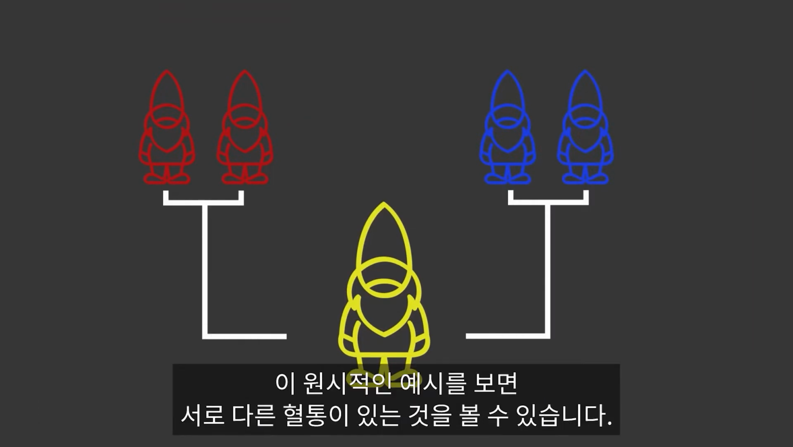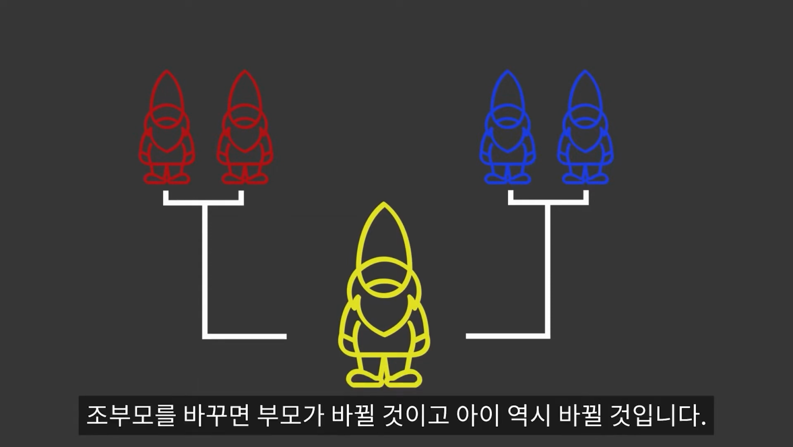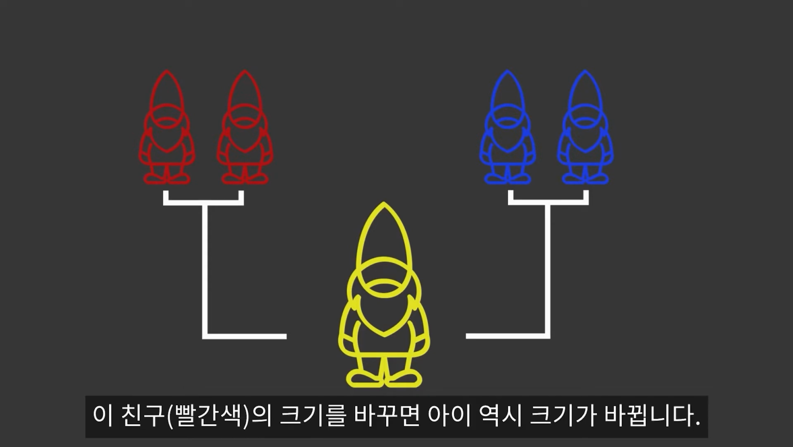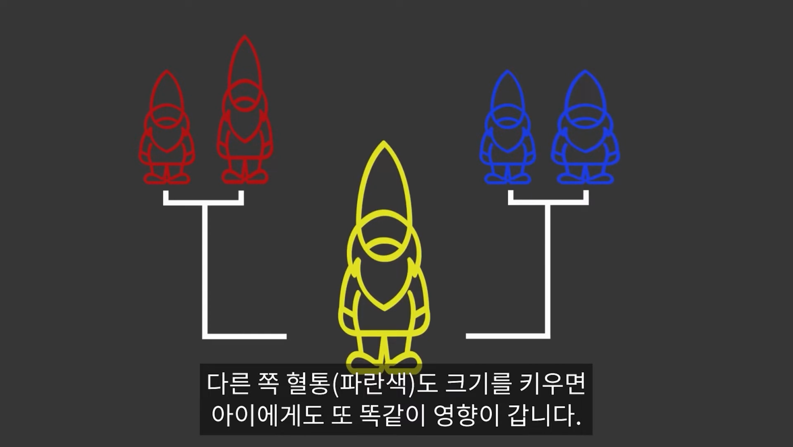If we look at this primitive example here, we can see that we have a couple of different lineages. We have our red gnome lineage and our blue gnome lineage, which produces our yellow gnome. Now, adjusting one of the grandparents will adjust the parent, and finally, the child. So if we scale this guy up, we'll see that it scales everything up. If we scale the other side of the lineage, we'll see the same effect.